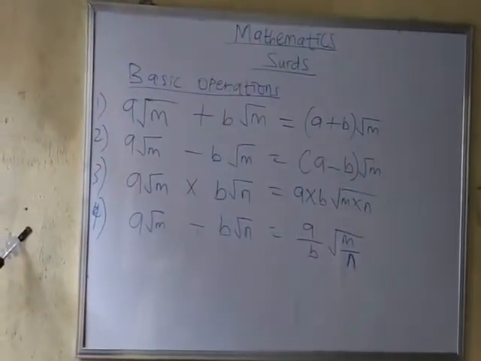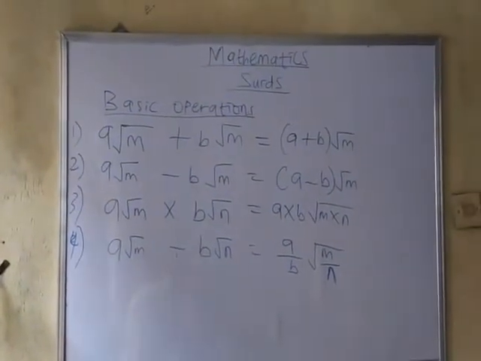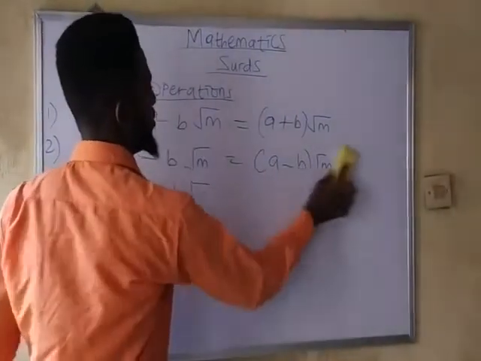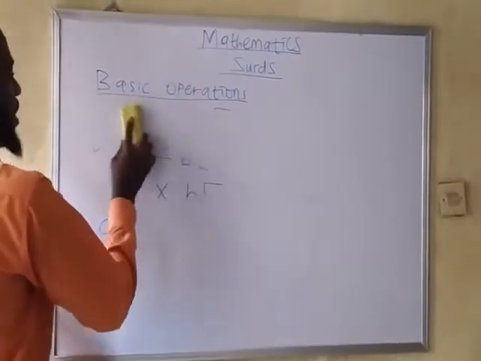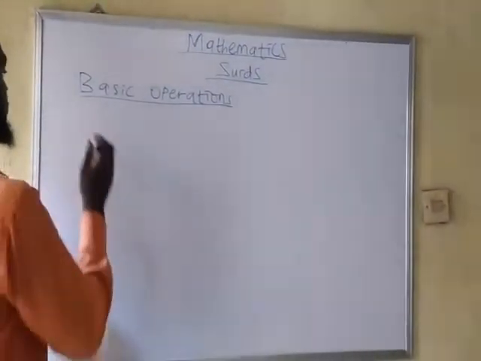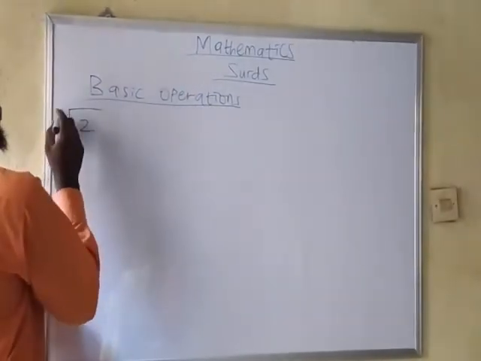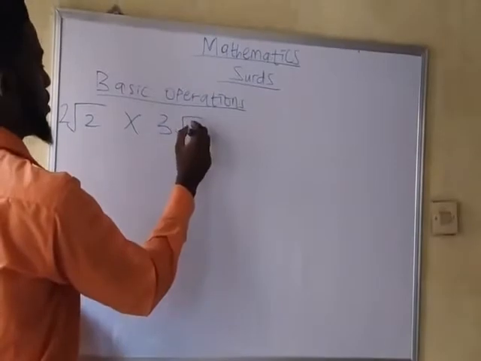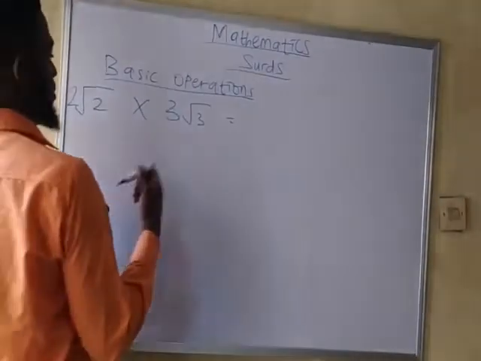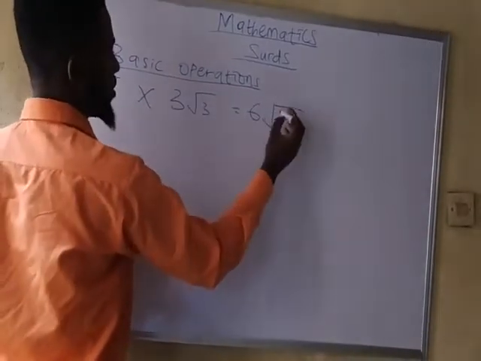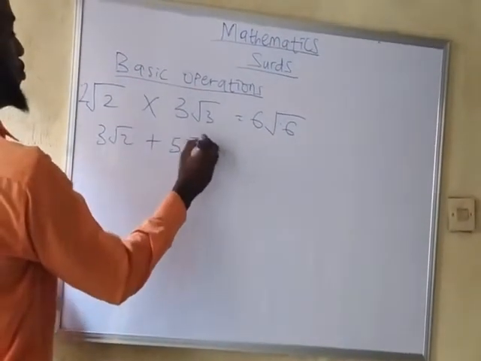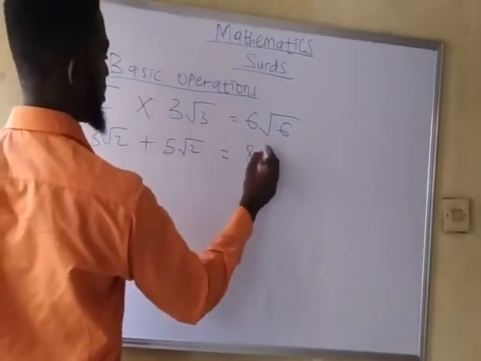So these are the various ways in which surds are applied. For you to solve any equation regarding surds, they come in this way. Let's actually take real number examples and see how it works. If you have 2 root 2 times 3 root 3 and you're about to solve this, if you are multiplying, all you need to do is 2 times 3, making it 6, root 2 times 3, which makes it root 6. Very simple. You have 3 root 2 plus 5 root 2. All you have to do is 3 plus 5, making 8 root 2.